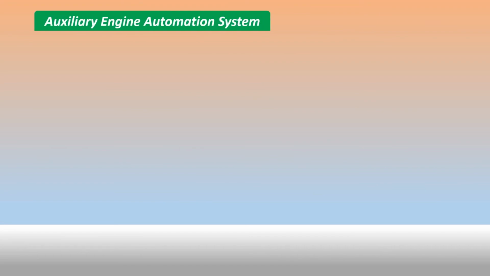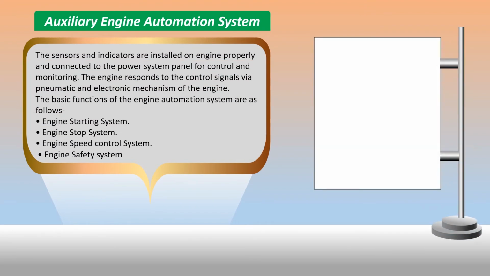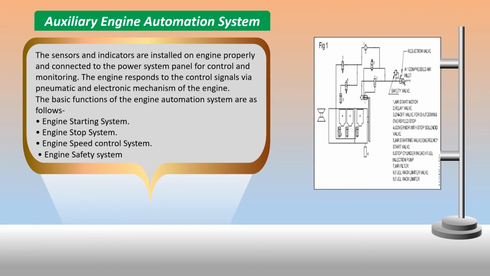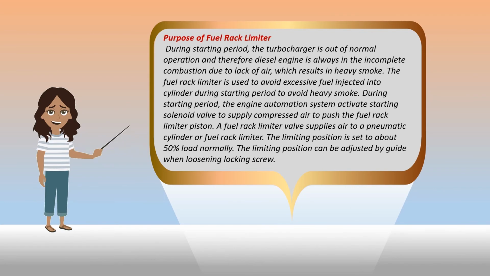Auxiliary engine automation system. The sensors and indicators are installed on the engine properly and connected to the power system panel for control and monitoring. The engine responds to the control signals via pneumatic and electronic mechanisms of the engine. The basic functions of the engine automation system are as follows: engine starting system, engine stop system, engine speed control system, engine safety system.